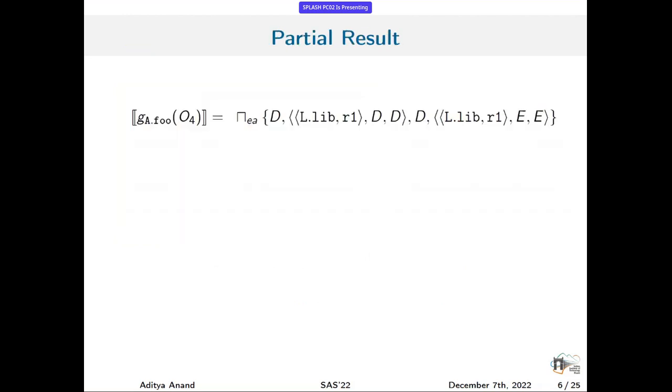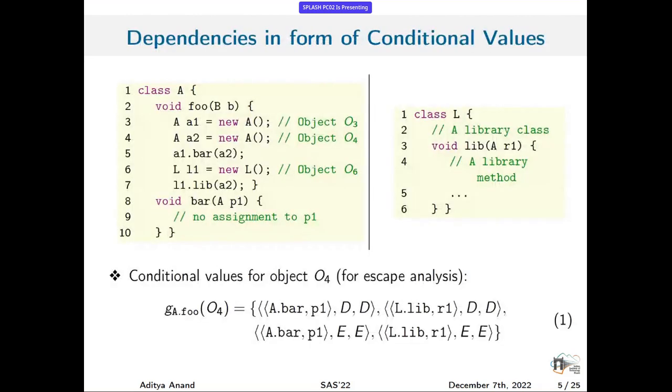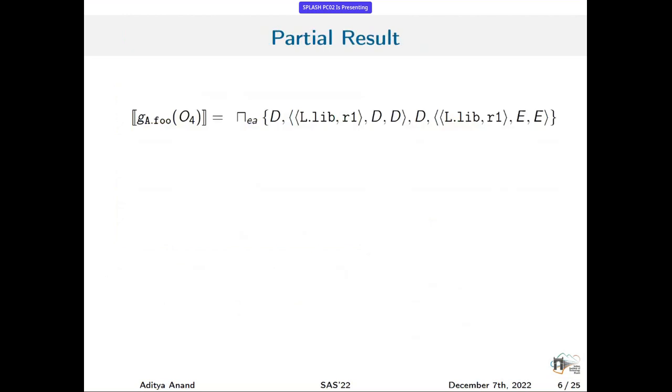Now that we have these conditional values, we can evaluate as much as possible statically. In method bar, there is no assignment made to parameter P1, which means it is not assigned to a global and not returned from method bar. So we can conclude that parameter P1 is not escaping in bar. So the first dependency, A.bar.P1, can resolve to D, and we can resolve that conditional value as D.